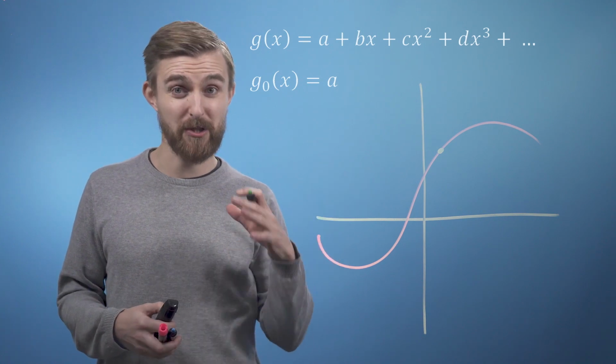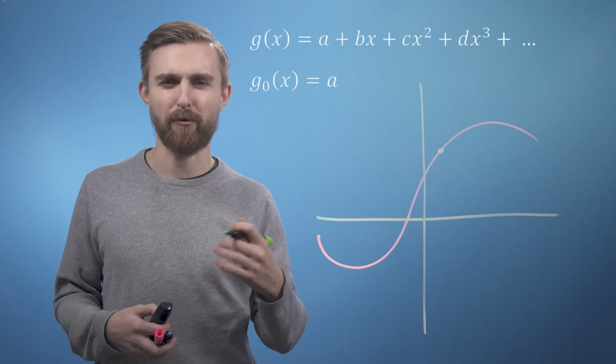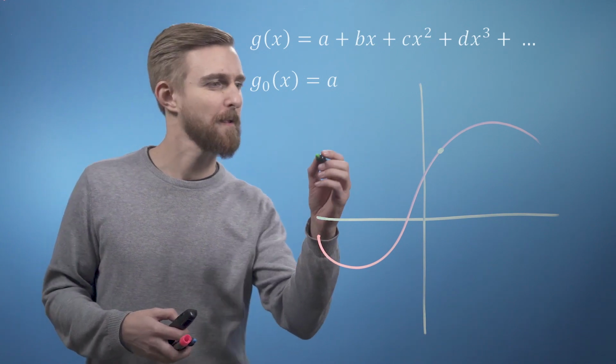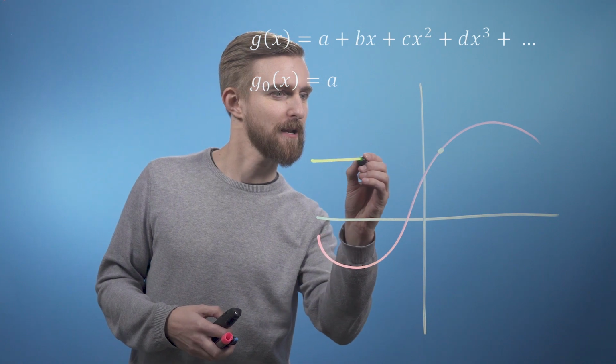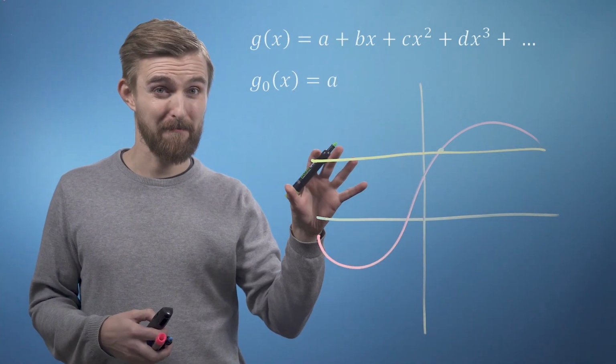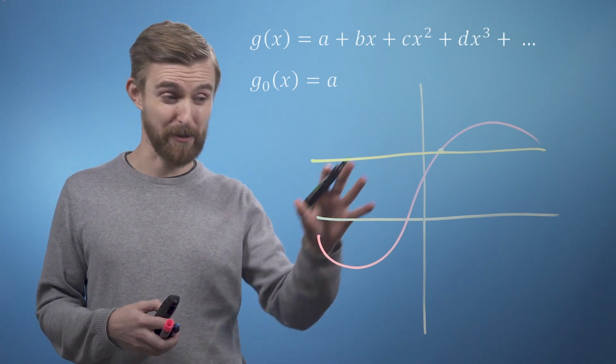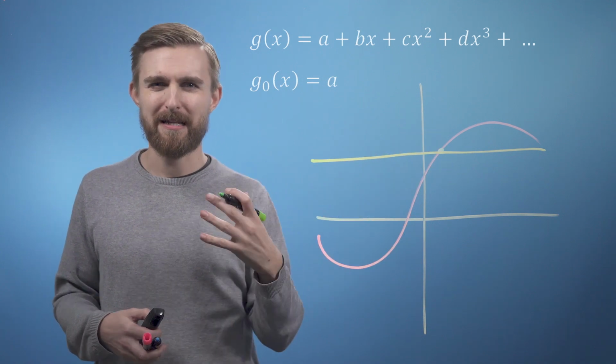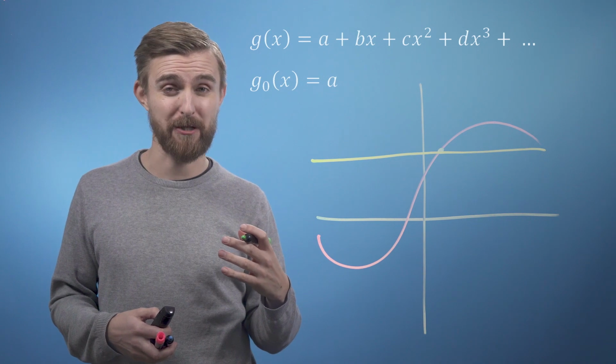So we can just dive straight in and add our zeroth order approximation function to our plot. It's going to be something like that. Clearly, this hasn't done a great job at approximating the red curve. So let's now go to our first order approximation.